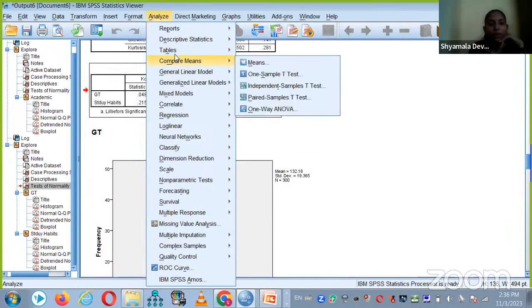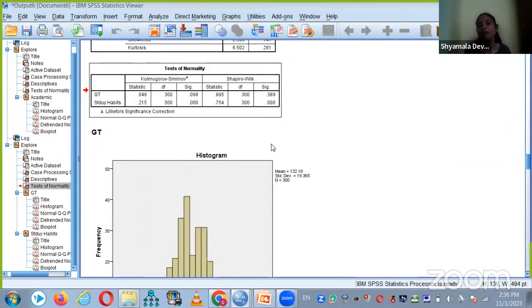Analyze, Compare Means, then One-Way ANOVA. In the last class, we already discussed how to do the analysis for the one-sample t-test, independent-samples t-test, and paired-samples t-test. One more thing I forgot to share yesterday: the t in t-test has to be written in small letter, because the people who developed the software may not know the history behind the t-test, so they wrote it as a capital T. But t has to be written in small letter, and for the F test, F has to be written in capital letter. Does anyone know why we write t in small letter and F in capital letter?